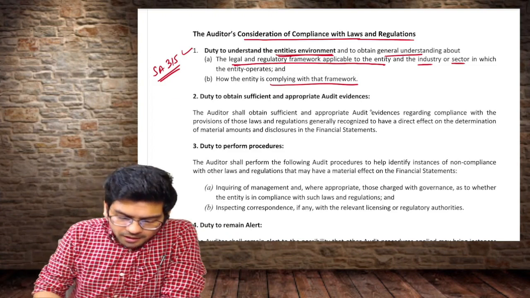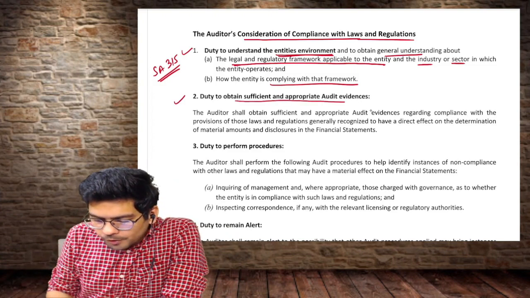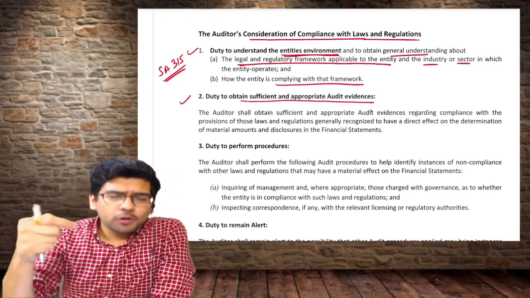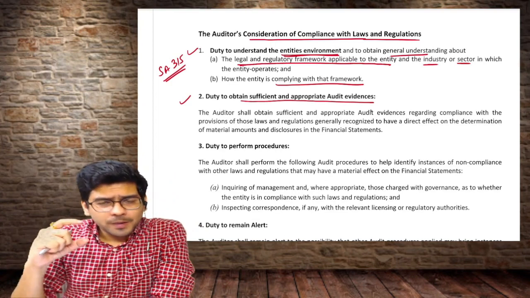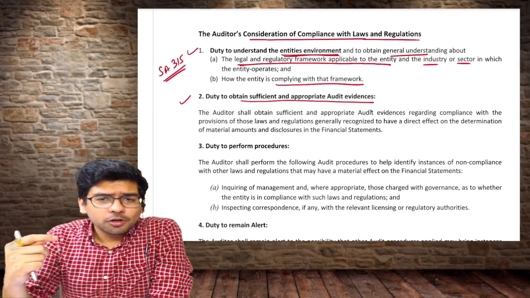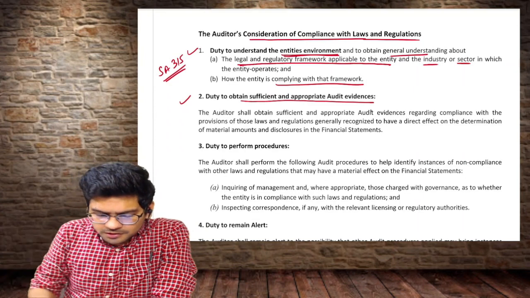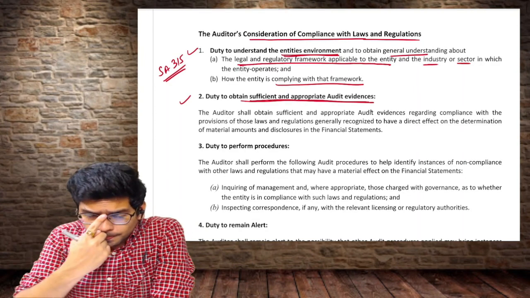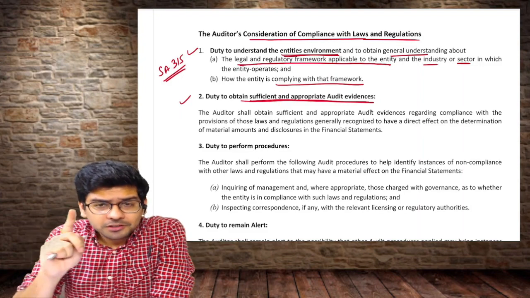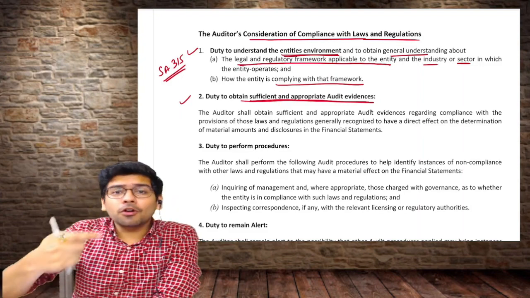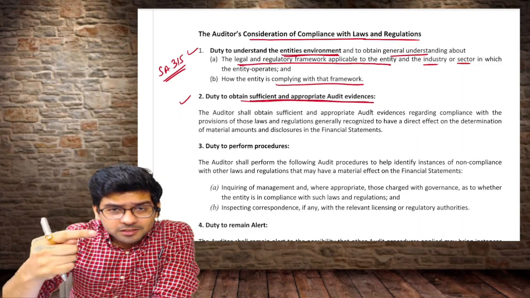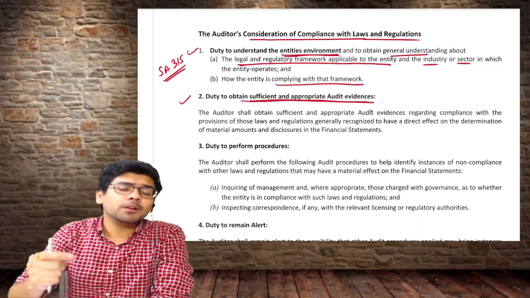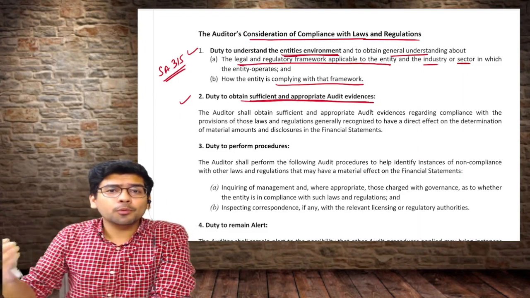Now second, it says duty to obtain sufficient and appropriate audit evidence. Now you will be able to answer this. For which particular law must this paragraph be? For which category of law, category 1 or 2? It says duty to obtain sufficient and appropriate audit evidence. First category, yes. For the category of laws which has a direct effect on the financial statements, the auditor will be obtaining sufficient and appropriate audit evidence.